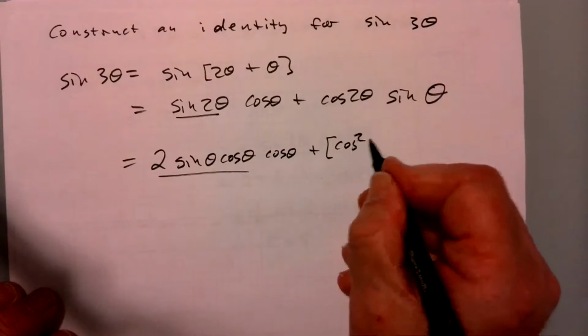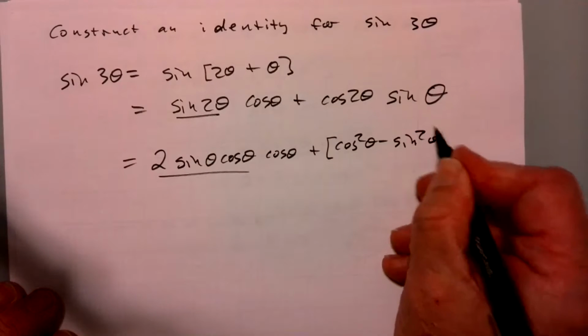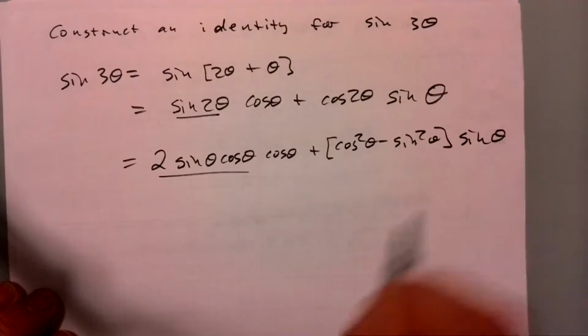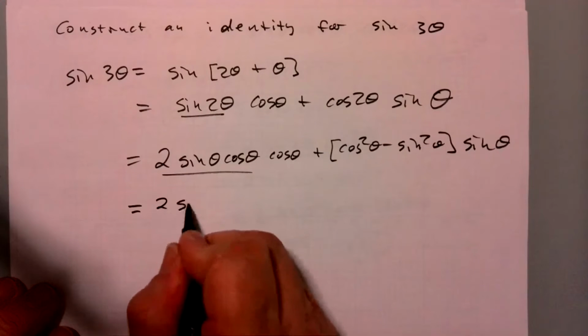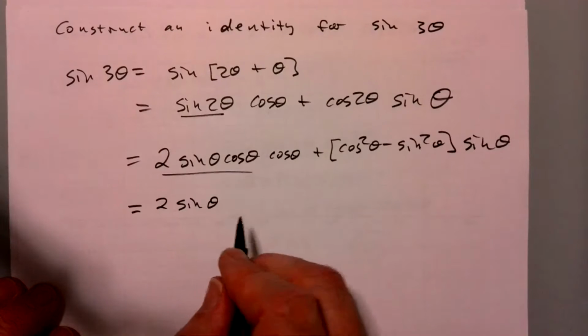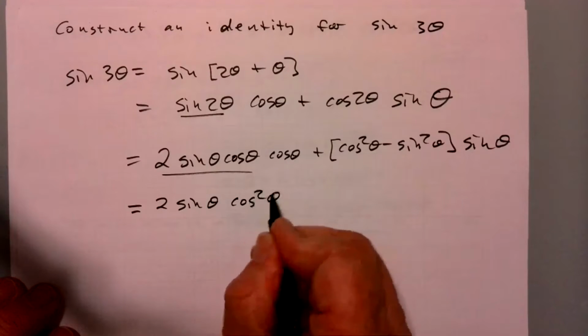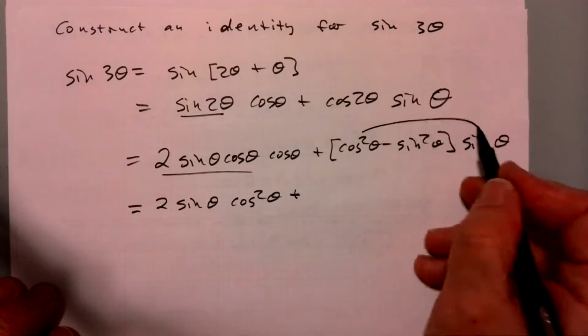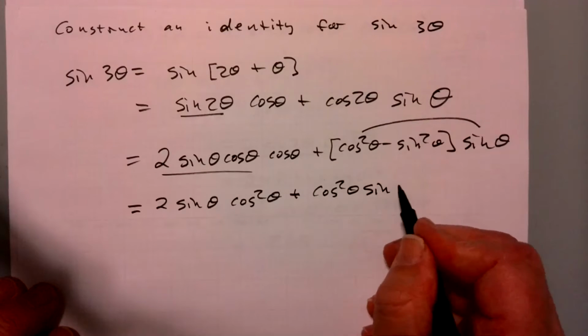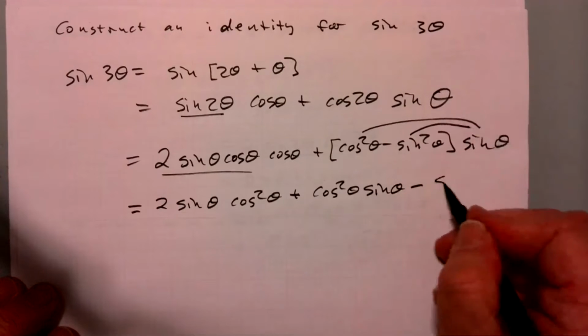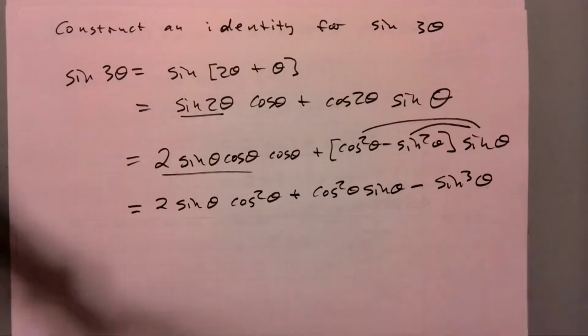Well, our favorite version of that, cos squared theta minus sine squared theta times sine theta. And then what is that going to give us? 2 sine theta cos squared theta, plus distributing, cos squared theta times sine theta minus sine cubed theta. And of course, you would never memorize that, right? There's no reason for us to memorize that as we go.